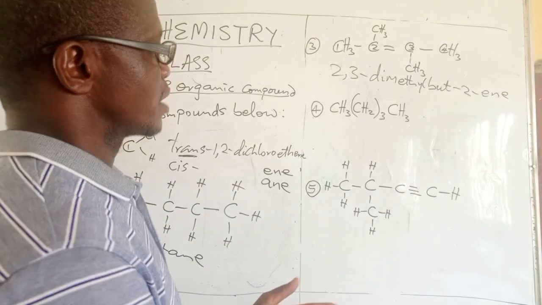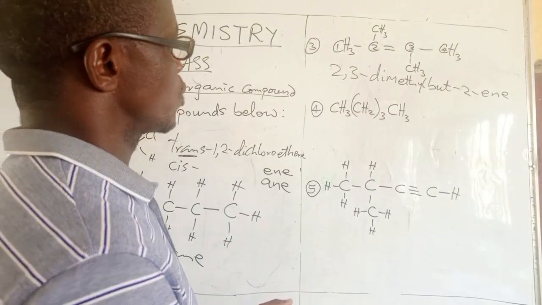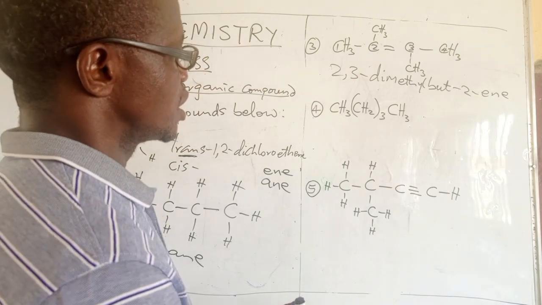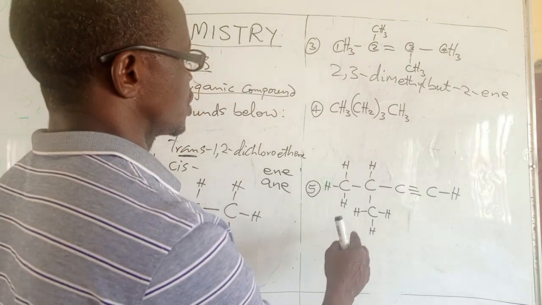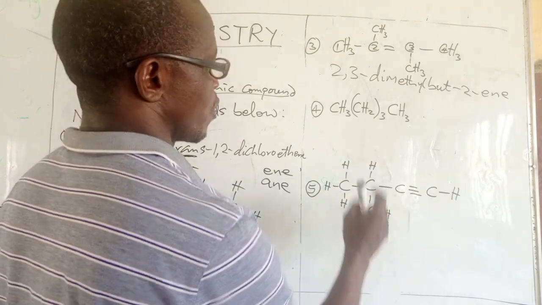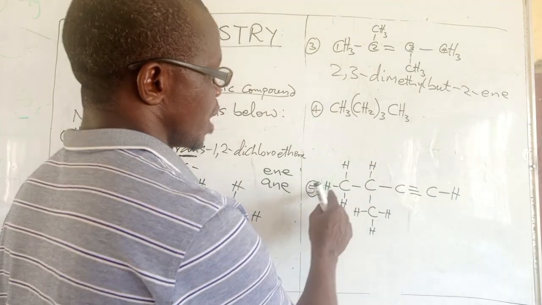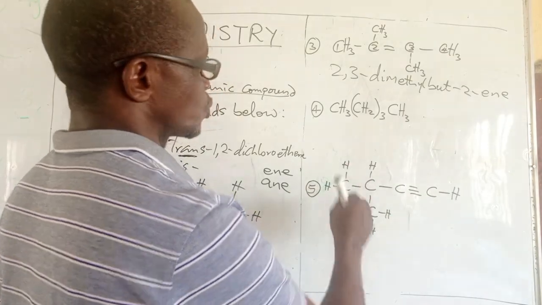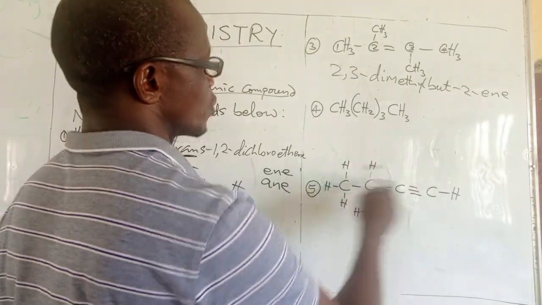Where do I take as the longest chain? Where do I start counting? How many carbon atoms are in the longest chain? I will say 1, 2, 3, 4. 1, 2, 3, 4. They are the same. Remember, you cannot count this way because the triple bond is not in that line. So either you go this way or you go this way.